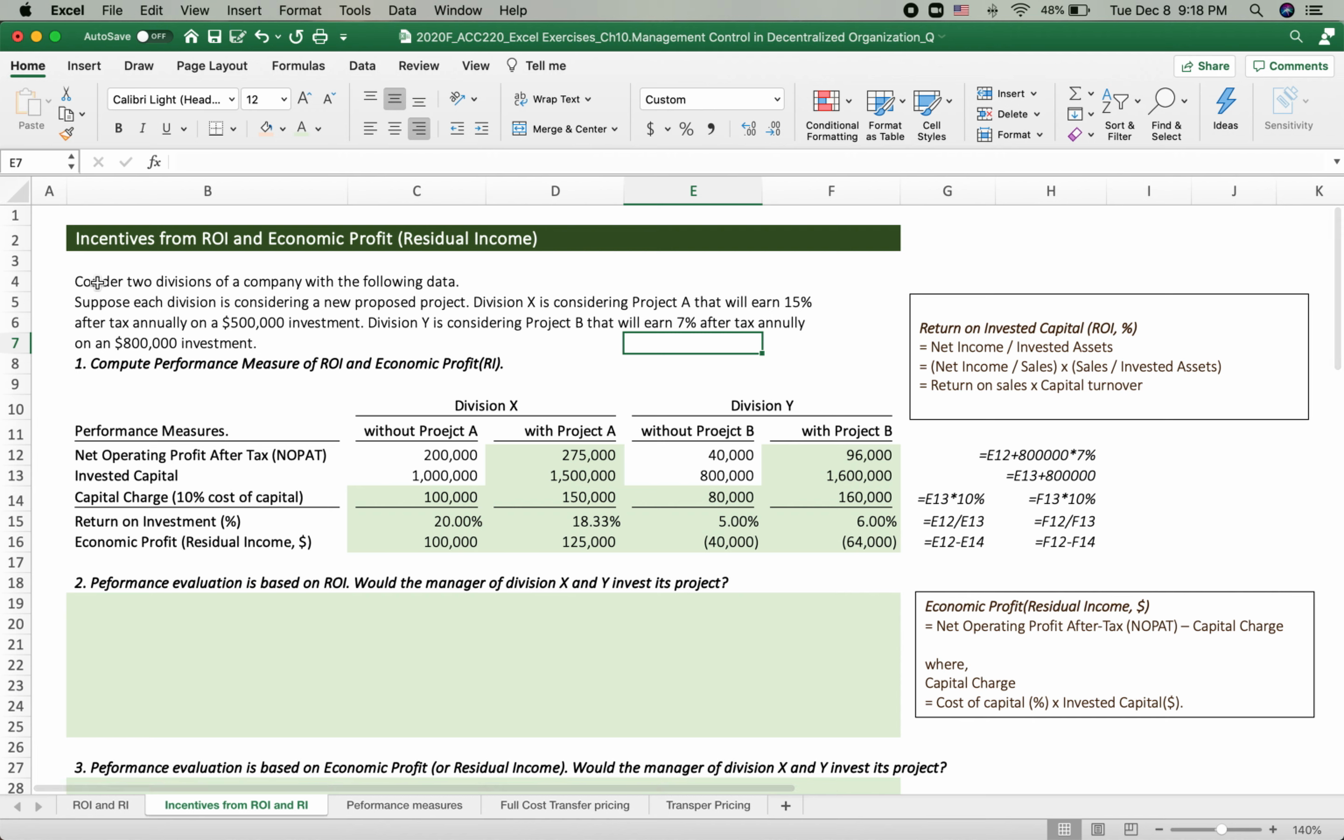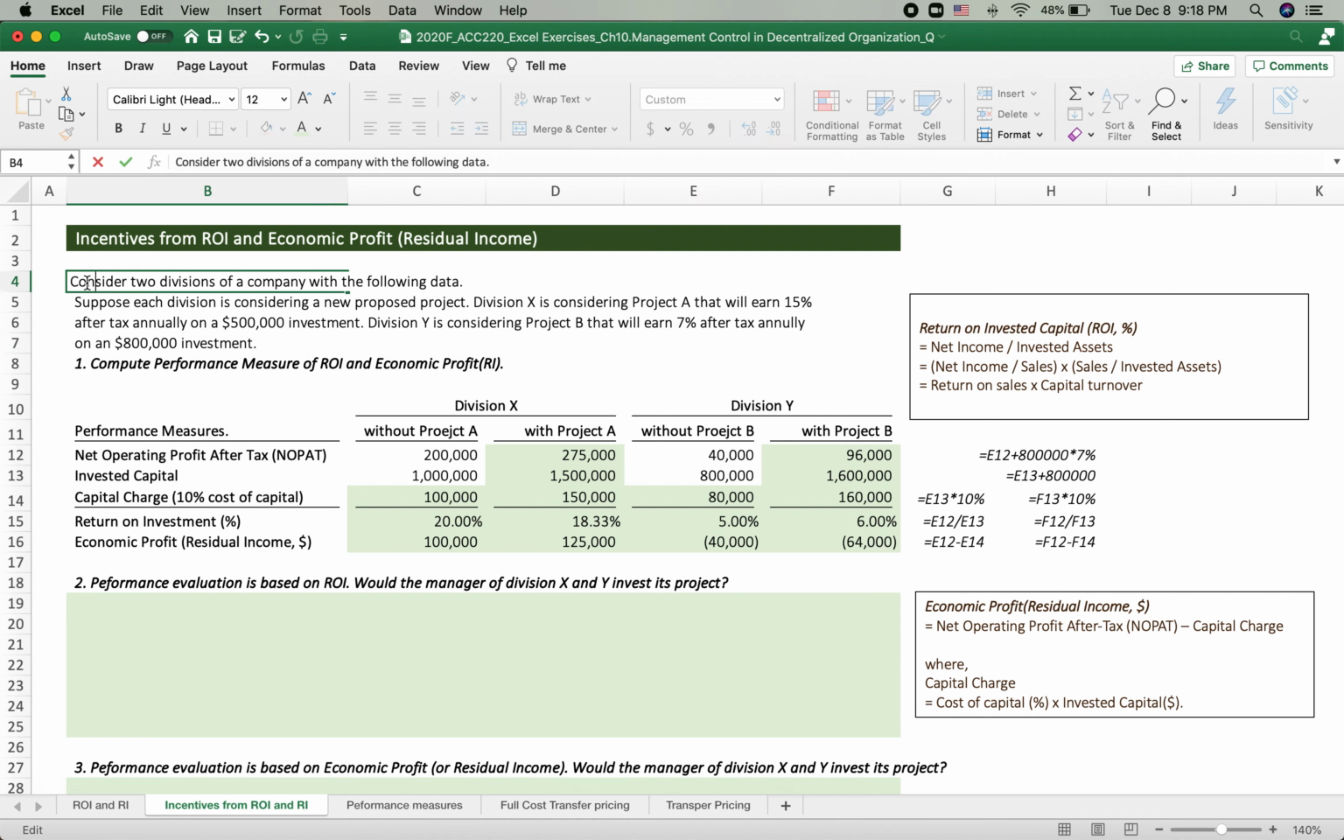Okay, consider two divisions of a company with the following data. Suppose each division is considering a new proposed project. Division X is considering project A that will earn 15% after tax annually on a $500,000 new investment. Division Y is considering project B that will earn 7% after tax annually on a $800,000 new investment. Okay, compute performance measure of ROI and economic profit.